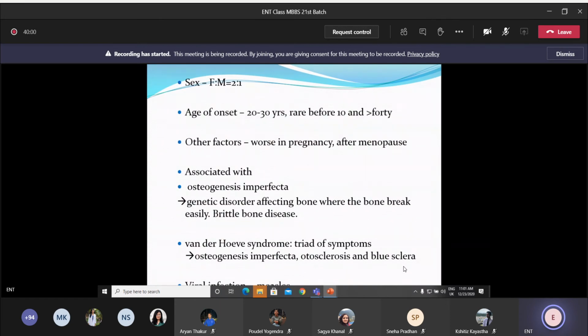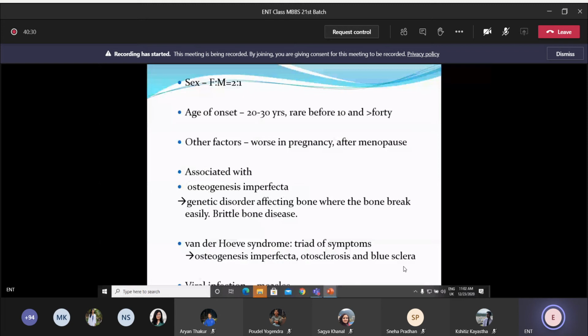Look at the sex, gender distribution. You see it's more in the female gender than male. 2:1 is the ratio. And if you look at the onset, you see the patients coming to the OPD are mostly between 20 to 30 years, but they do not come at a younger age, okay, or even later. So these are young people complaining of conductive hearing loss.